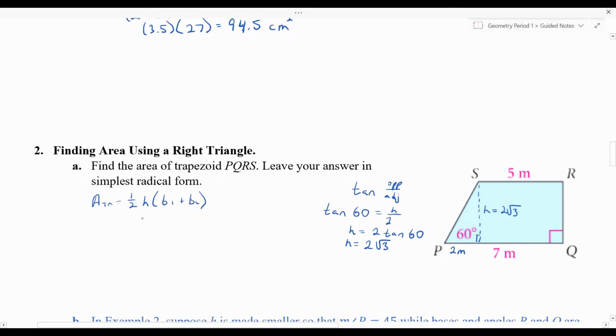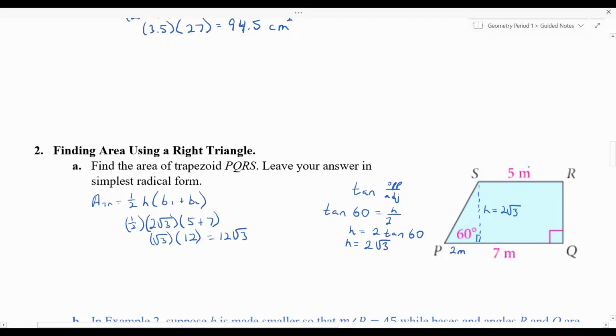Plug those numbers in, and we have 1/2 times 2 times the square root of 3 times our bases, which are 5 plus 7. Now if we come over here, you notice we have 1/2 and a 2 over here. That means that the 1/2 and the 2 disappear, just leaving me with the square root of 3. So the square root of 3 and 5 plus 7 is 12. So when I multiply 12 times the square root of 3, I get 12 times the square root of 3.